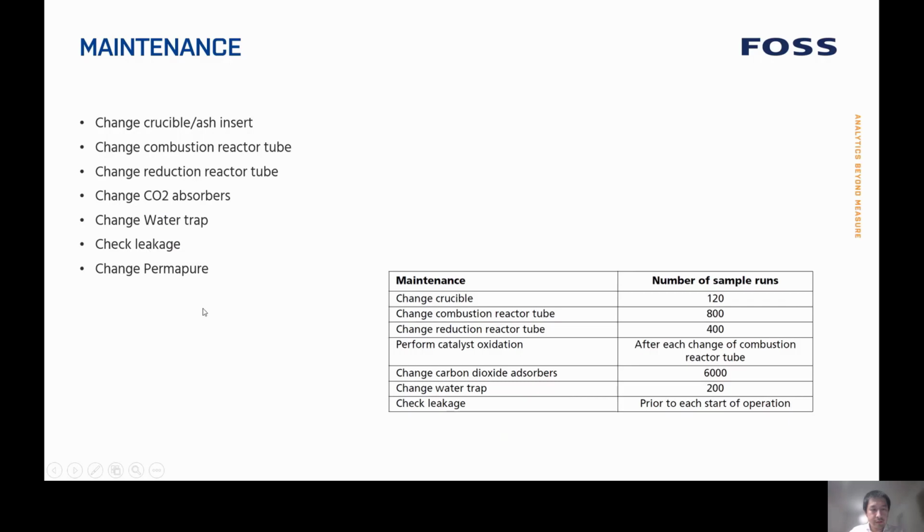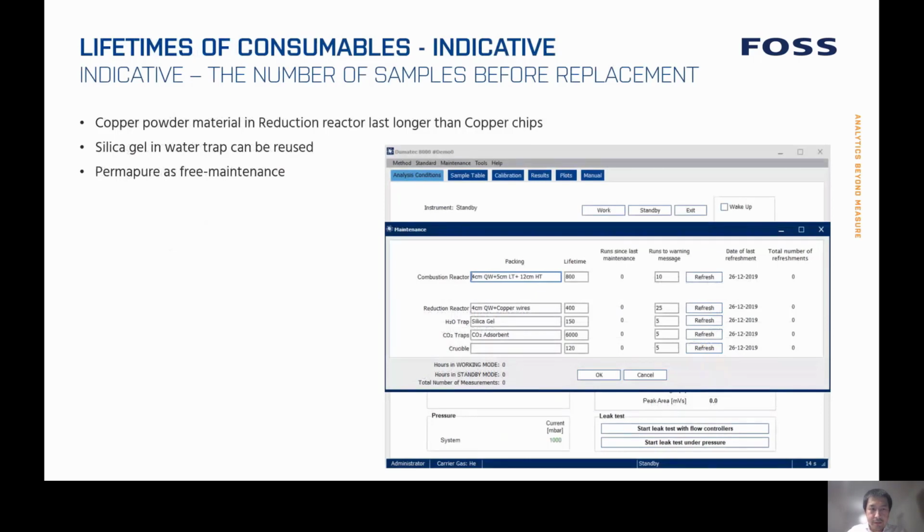And there's another consumable, the PermaPure. The PermaPure has a lifetime of about 2 years. It's maintenance free, so you don't need to change it frequently, but it is also part of the maintenance. The lifetimes of consumables are indicative, so you can see all the lifetime information from the software interface for the maintenance.